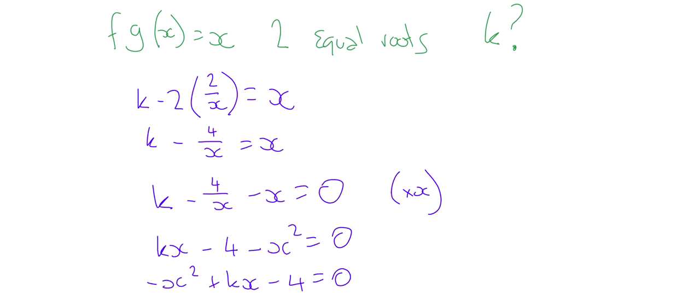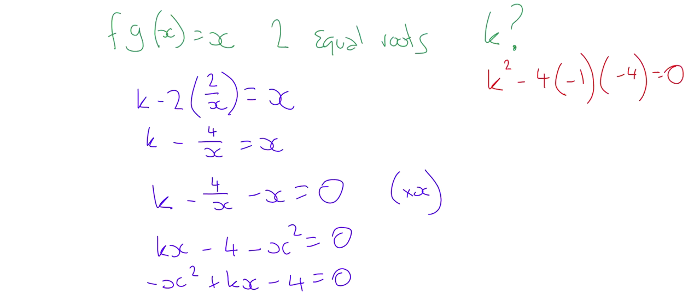What do I do there? Nope. Yeah, I need to use the discriminant, right? So I'm going to take this and find the discriminant. What does the discriminant need to equal? 0, because I need two equal roots, right? So just one point of intersection. So I'm going to do b squared, which is k, so k squared minus 4a, which is -1, times c, which is -4, and that has to equal 0. So there's no need to do anything quadratic.